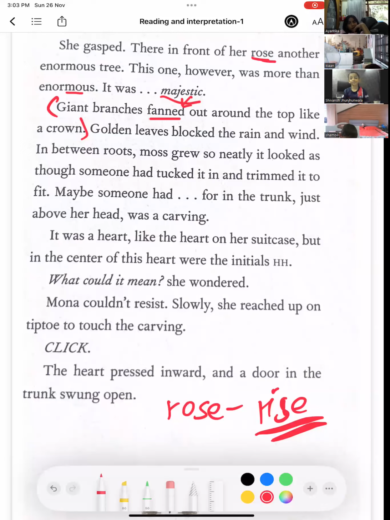In between roots, moss grew so neatly, it looked as though someone had tucked it in and trimmed it to fit. Do you know what mosses are? Small green grass, but we will not say it as grass because grass will not be slippery, but mosses are slippery. Yes, ma'am, is it like a sort of algae? Yes, they are algae. Exactly. But they don't know about algae right now. So in simpler words, we can tell them that mosses are like green grass, but a smaller version and slippery.